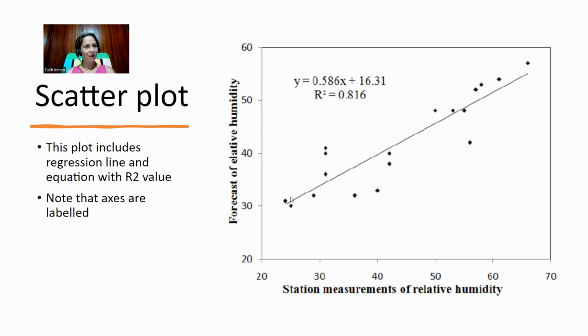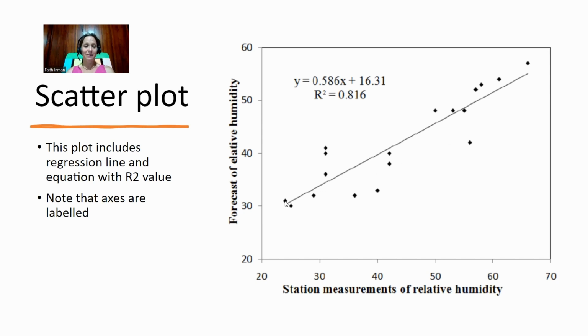And we want to see how well they correspond. How well do our forecasted measurements of relative humidity correspond to the actual measurements of relative humidity at various stations, right? Do they line up? If we have a perfect forecast, that would be a perfect relationship. All of these dots would be right on the line, and our R squared would be 1. But as you can see, there's some scatter.